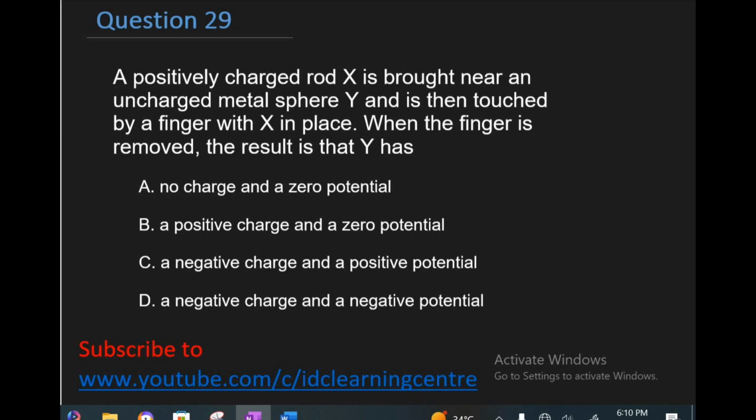Alright, the law of electricity says that like poles repel, unlike poles attract. But when you have a pole, be it positive or negative, and you touch a neutral body with it, it is going to produce the opposite. So when you have a positive charged rod and you bring it near an uncharged body, you're going to have a negative charge and a negative potential. So option D is our correct answer for number 29.